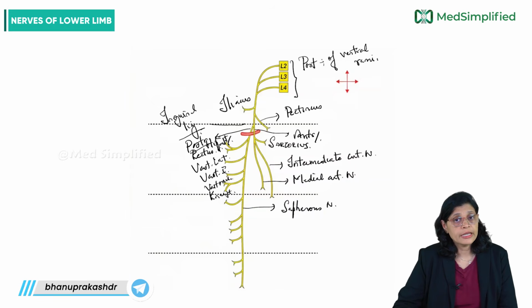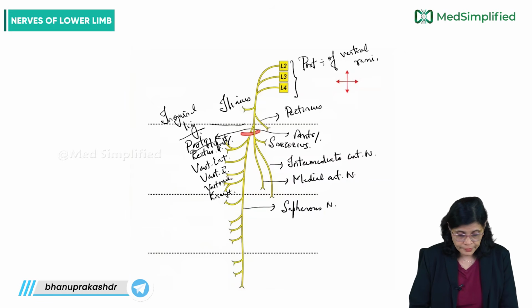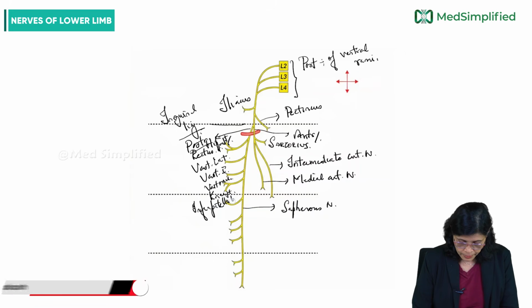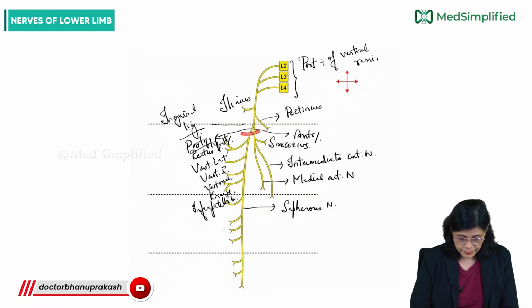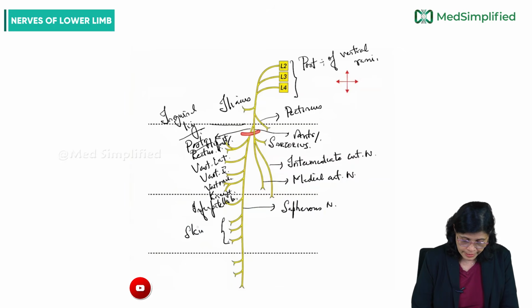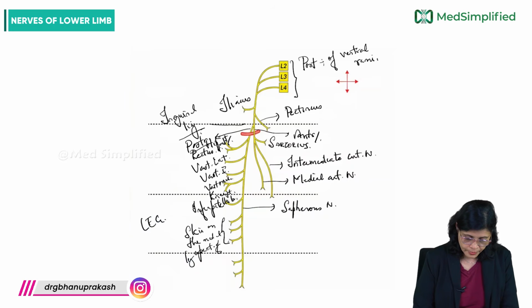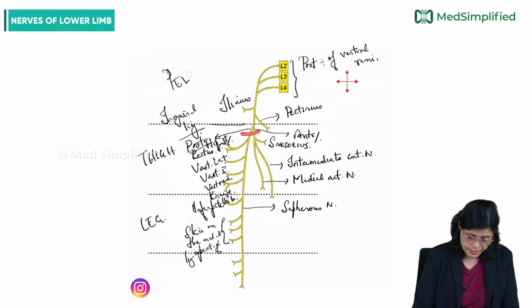So the saphenous nerve is a cutaneous nerve. This saphenous nerve will give an infrapatellar branch. And then it will also supply the skin over the medial aspect of the leg. So this is in the leg. This was in the thigh. This was in the pelvis.